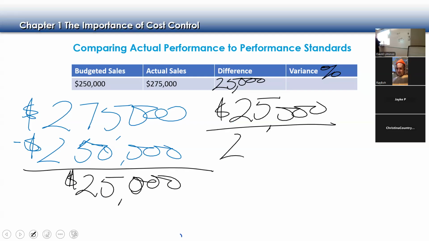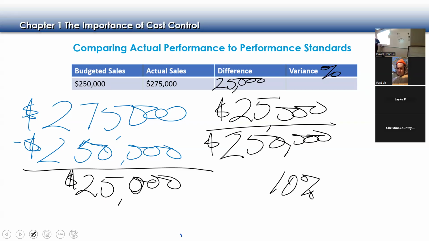Divide that by our budgeted of $250,000. That means I went over my budget by 10%. Okay, so maybe this time I got with my servers and said, let's start selling appetizers and desserts. Let me train you how to upsell, how to suggestively sell. And that's going to increase our sales.